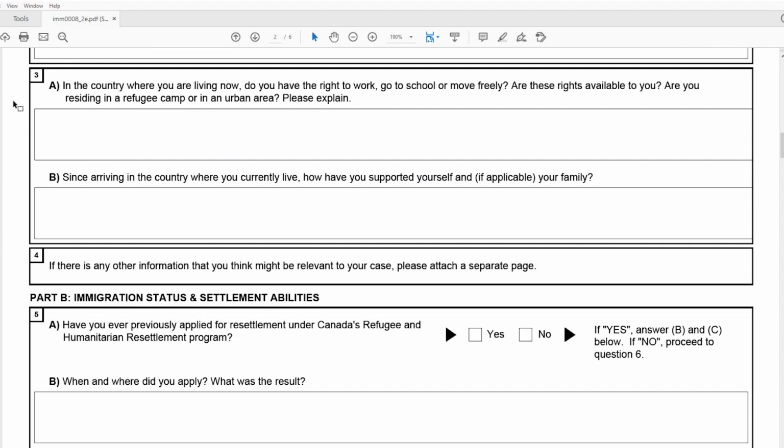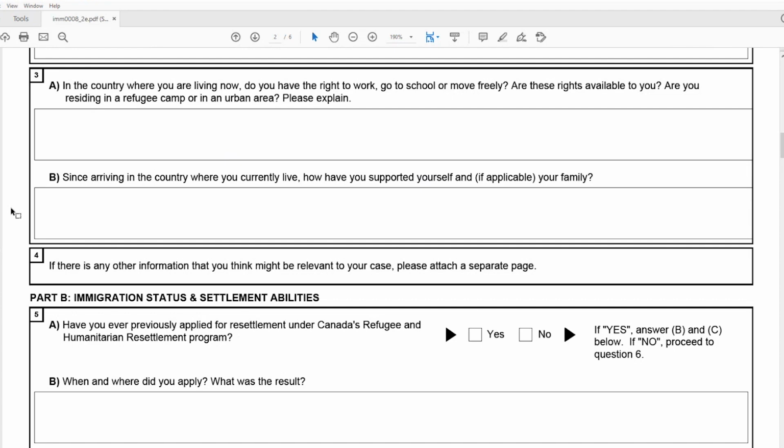For question B, IRCC wants to know how you have supported yourself and your family. So how do you get food to eat? How do you pay for the shelter where you live? That's where you're going to explain how you supported yourself and your family. If you received food and income from an NGO, a non-government organization in that country of asylum, then explain that.